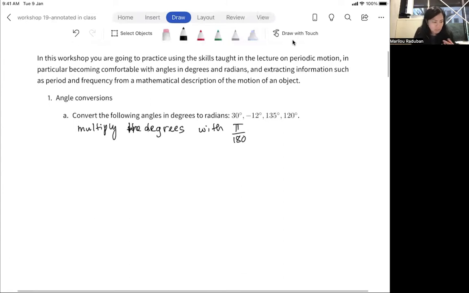So maybe we'll just pick out some angles here, and we don't need to convert all four angles because the procedure is the same. So maybe I'll pick negative 12 degrees and maybe 135 degrees. So maybe let's convert these two angles. So negative 12 degrees, okay, that will be the angle in degrees negative. So include the negative sign as well in your conversion.